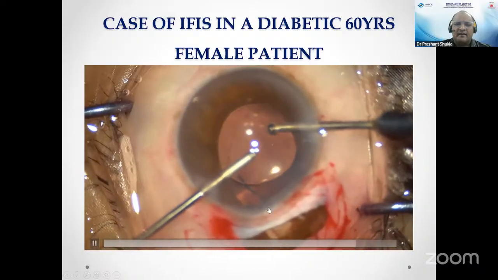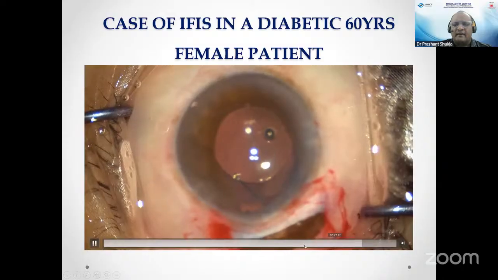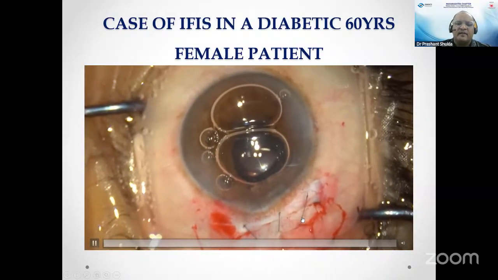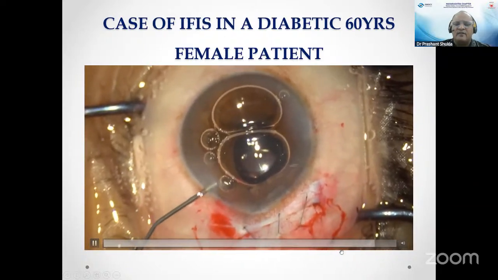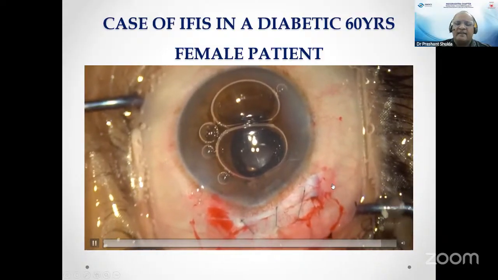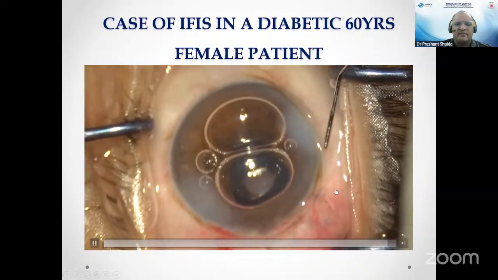Here I've implanted a 3-piece intraocular lens for better stability. Some intracameral carbachol was instilled. The scleral wound was closed using 10-0 nylon interrupted sutures. And the patient did well. She also had astigmatism, and she was very happy. This is how the case looks at the end of the surgery.